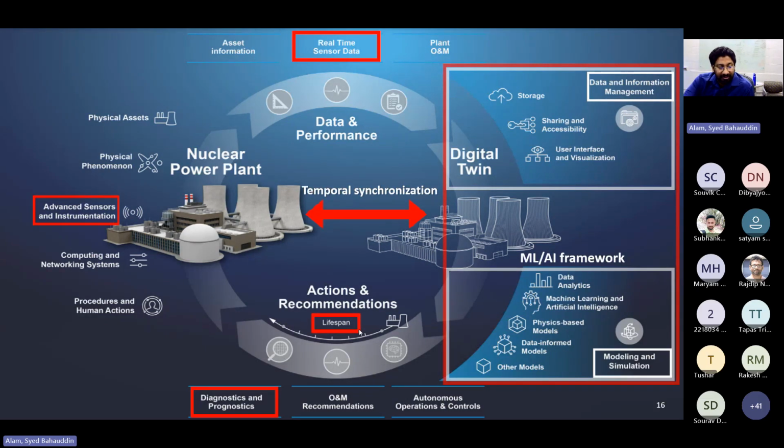And from the nuclear aspect, digital twin needs to be used in only three different aspects. One, diagnostics and prognostics, because these are very important, especially for the advanced reactors that are coming to the market. Two, operation and maintenance recommendation. And the third one is still not there. There is some discussion in the air about autonomous operations and controls, but I'm not very clear about the third point, so I don't want to comment on that.